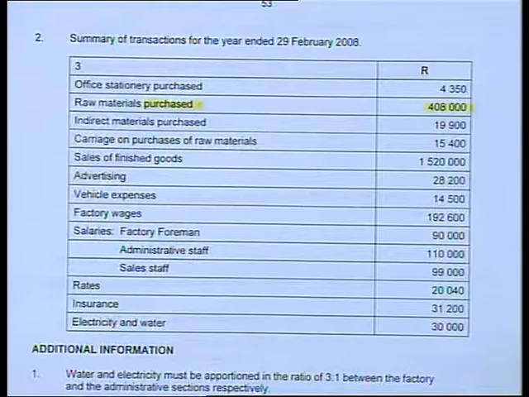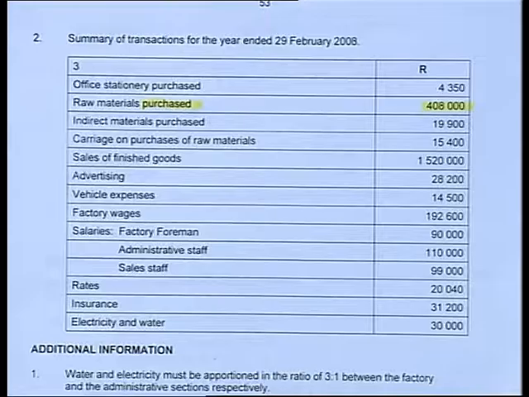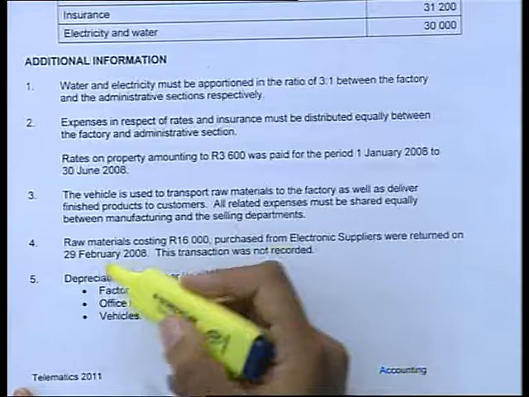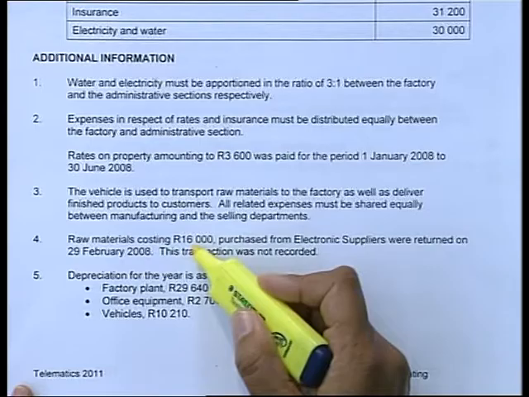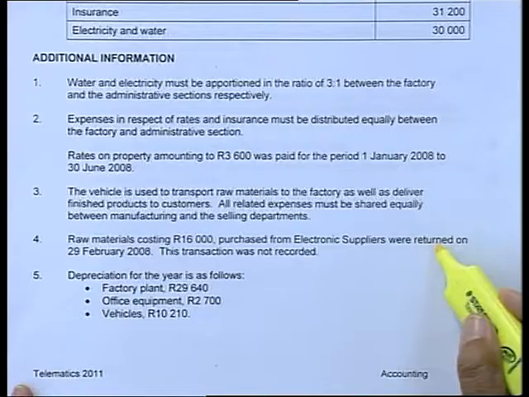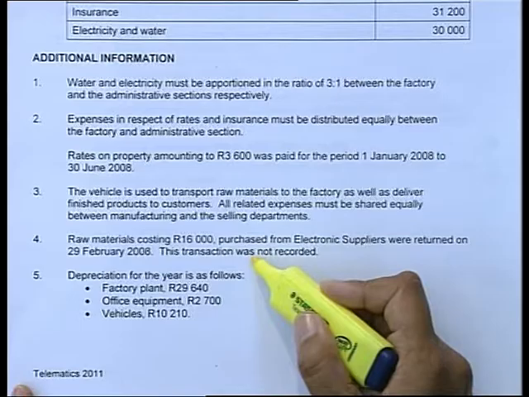So now I have my purchases of raw materials. I want to know whether I returned items. So let me go and look in my additional information. I don't see any returns here, but I can't assume that there's no returns. So I'm going to go and look in my additional information just to see if there's anything that they mention about returns. So I read and I see, oh, there's raw materials. It says raw materials costing 16,000 was purchased from electronic suppliers. And it was returned on the 29th of Feb. It says this transaction was not recorded.